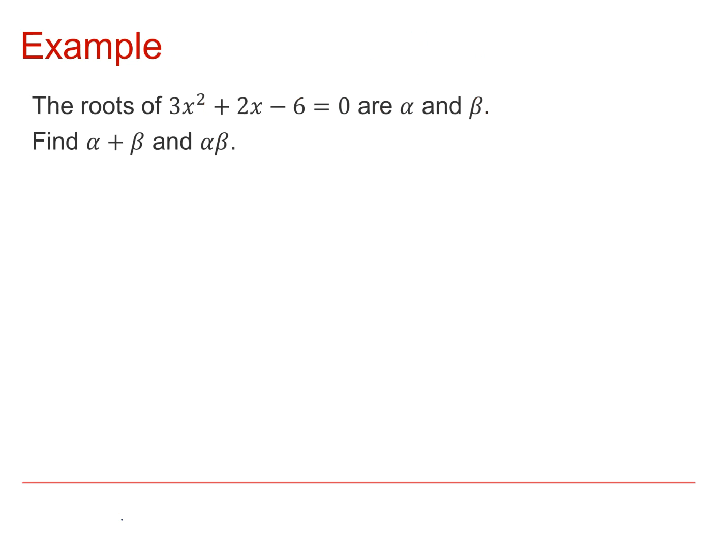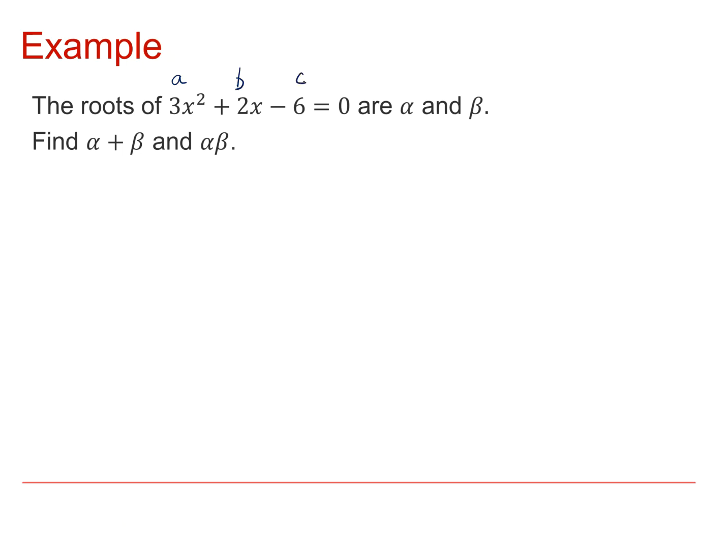Here's a straightforward example. The roots of 3x squared plus 2x minus 6 equals 0 are alpha and beta. But we're not asked to find alpha and beta, we're asked to find alpha plus beta and alpha beta. We can use the relationships we discovered last time.